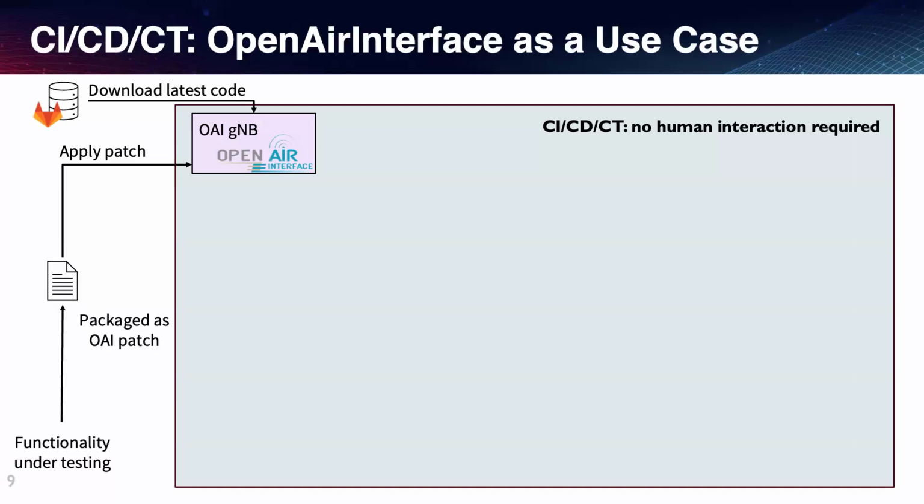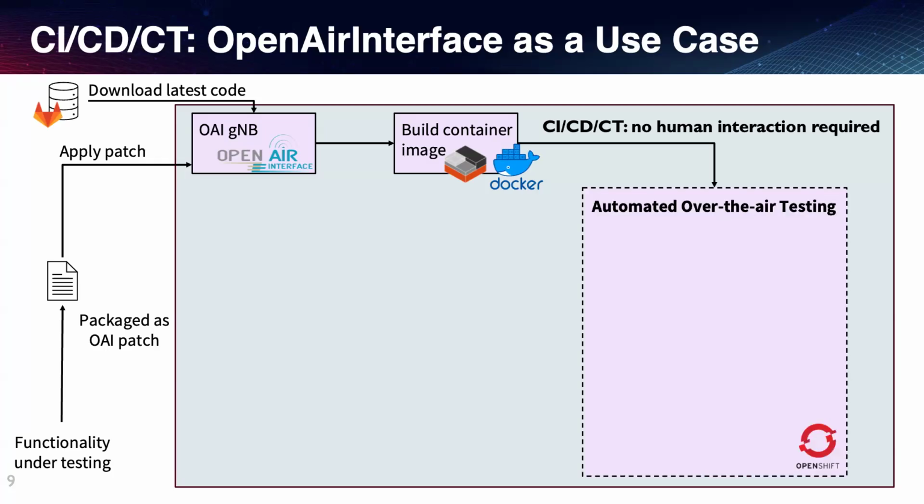So the first step is that I want to take my patch and apply that to the most recent code. So I have some component that takes the latest code from the GitLab repository of this OpenAirInterface project, applies the patch to the source code, and then builds the source code plus my patch in the form of a Dockerized container. This container can be built with Docker or with other technologies like LXC, depending on which testbed you want to use. But the important thing is that you build the software in the form of a container, and then you can use this software to test.